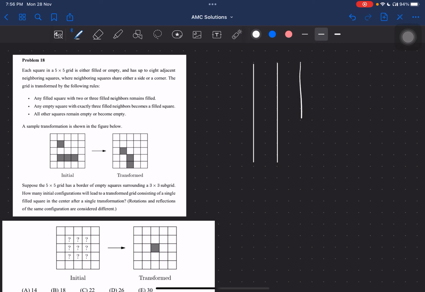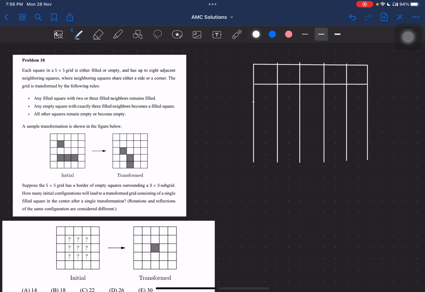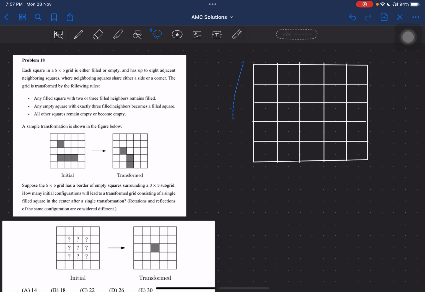So it's a 5 cross 5. So 1, 2, 3, this is 4 and this is 5. So let us see if it is correct or not. Yes, 4 and 5. Right. So let me copy this one, because we will need it.